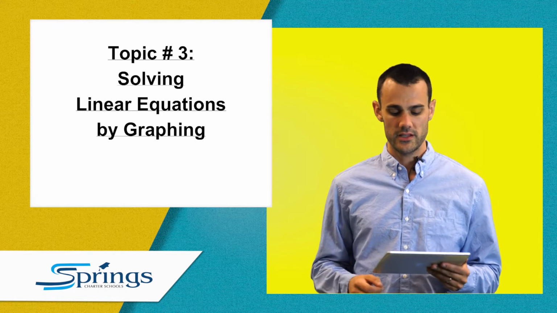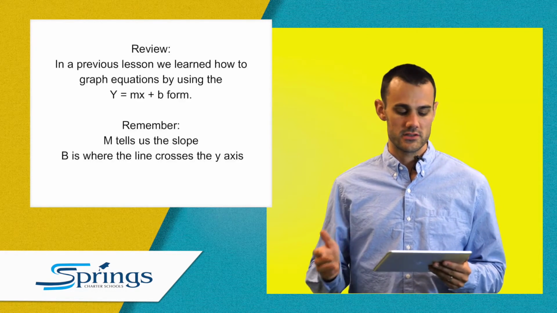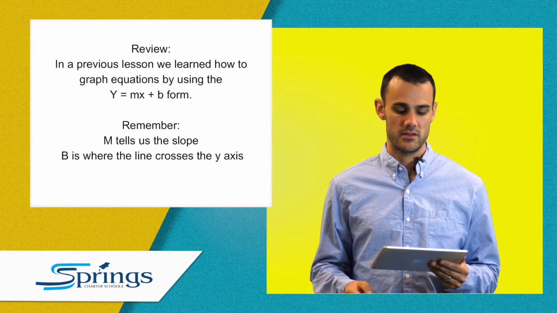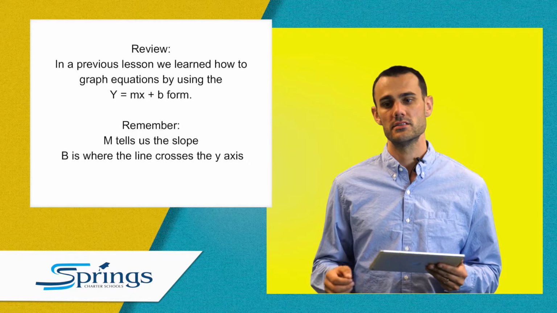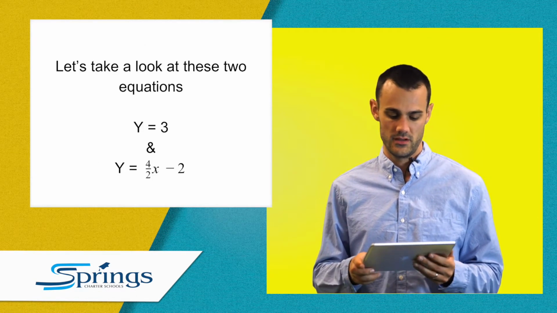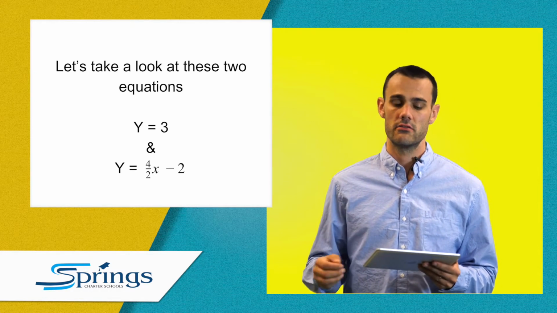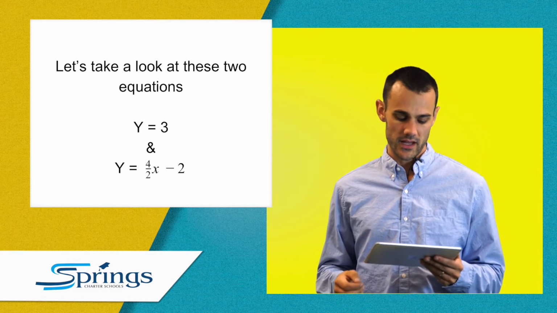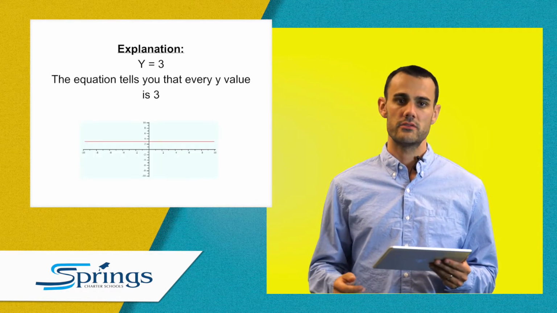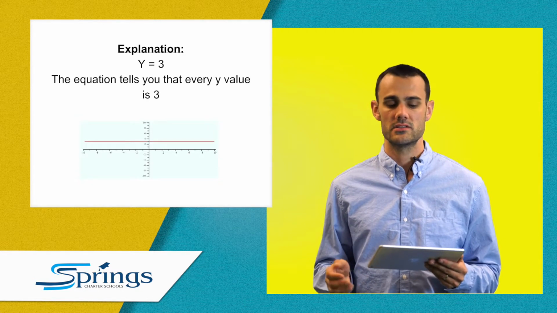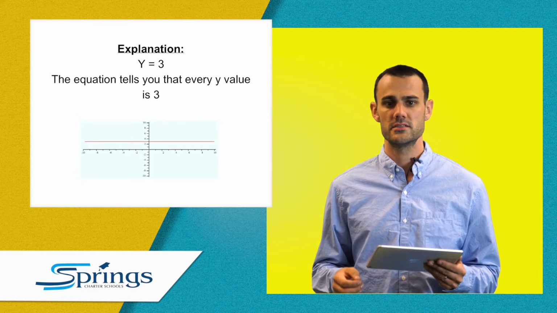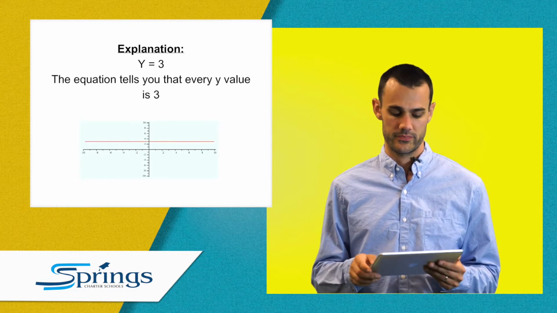Topic 3: solving linear equations by graphing. In review, we have previously talked about y equals mx plus b, where the m tells us what the slope is, and b tells us where the line crosses the y-axis, or what the y-intercept would be. Let's look at these two equations and then go ahead and graph them. We have y equals 3 and y equals 4 over 2x minus 2. Here we've graphed y equals 3, and that's a nice horizontal line, where every value for y gives us that number 3. So it does go along with our equation y equals 3.